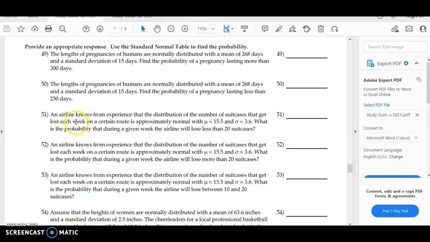Problem 51 says, an airline knows from experience that the distribution of the number of suitcases that get lost each week on a certain route is approximately normal, with a mean of 15.5 and a standard deviation of 3.6. Once again, this is the symbol for the mean, and this is the symbol for the standard deviation. And the question is, what is the probability that during a given week the airline will lose less than 20 suitcases? I guess that's the important part there, right? The less than 20 suitcases.